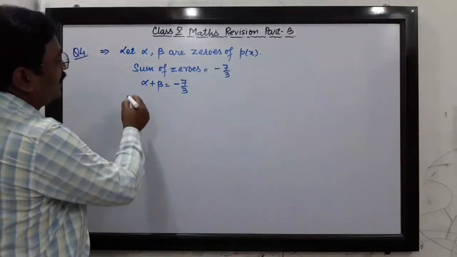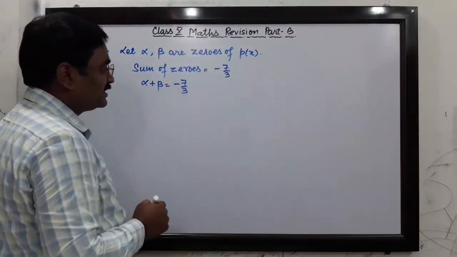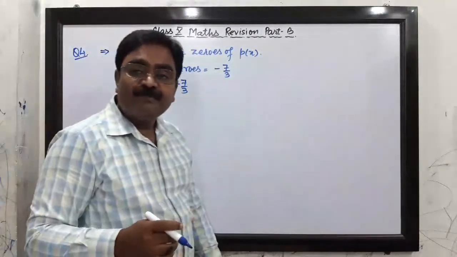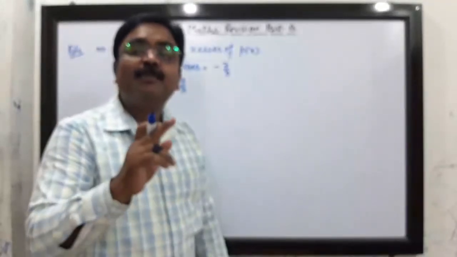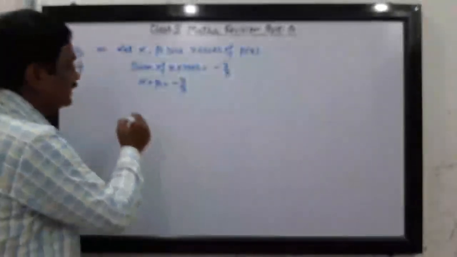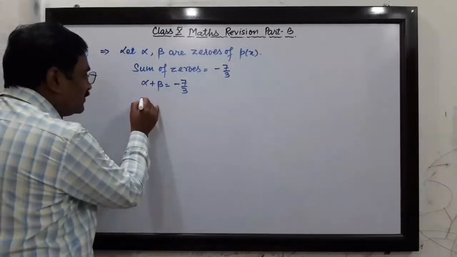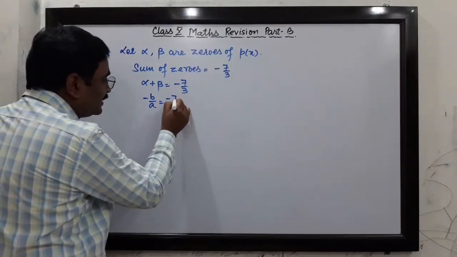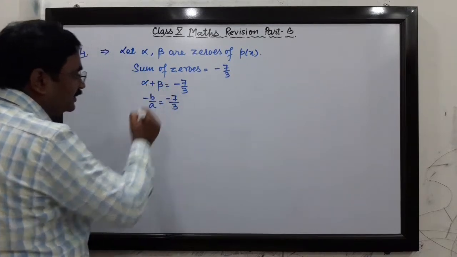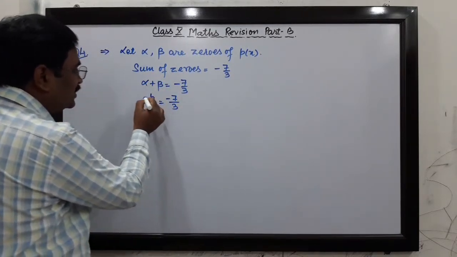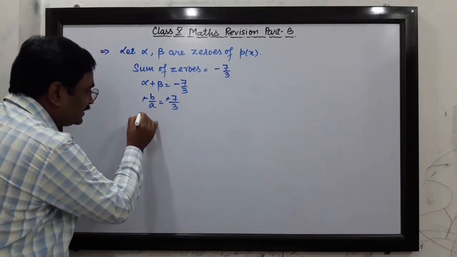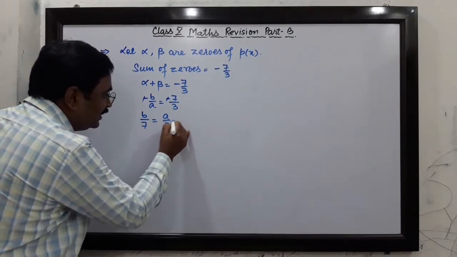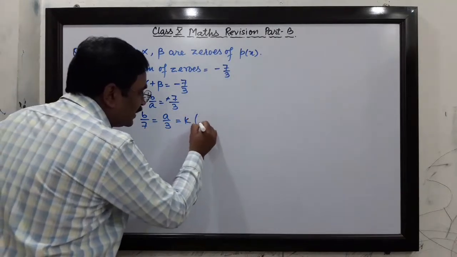Therefore alpha plus beta is equal to minus 7 upon 3, and you know the formula: sum of zeros alpha plus beta is equal to minus b upon a. So since alpha plus beta is equal to minus b upon a, which is equal to minus 7 upon 3, the minus is cancelled from both sides. You can write it as b upon 7 is equal to a upon 3. Consider this equal to k.